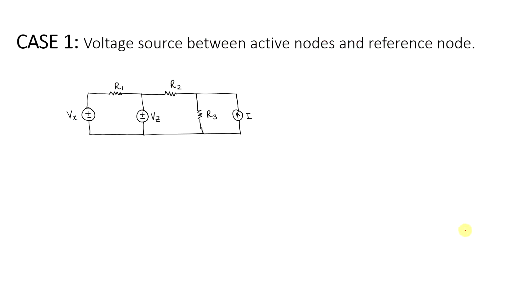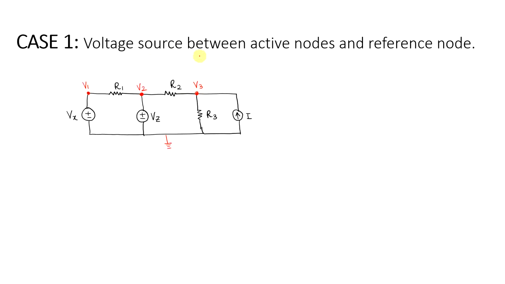Case 1: you have a voltage source between the active nodes and a reference node. So to solve a problem in nodal analysis, we first identify the number of nodes, right? So let us mark the nodes here. These 3 are the nodes, and then I have a reference node. So let me mark the nodal voltages. This is V1, this is V2, and this is V3.